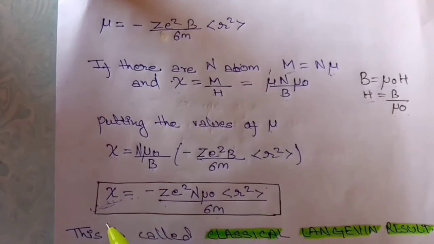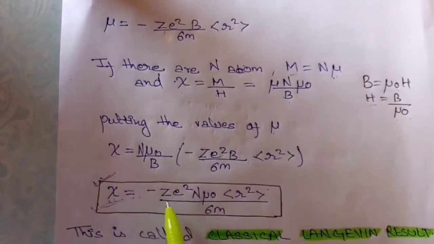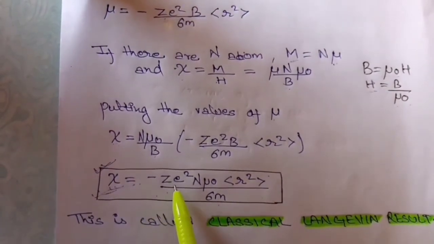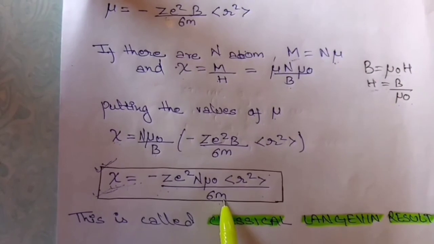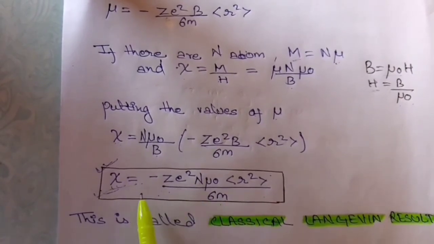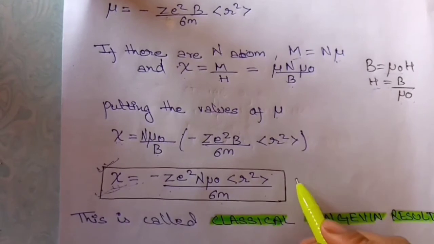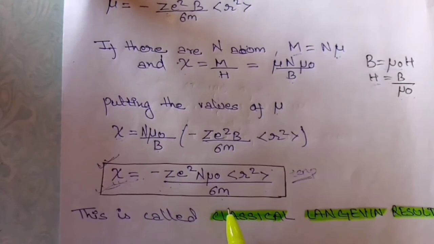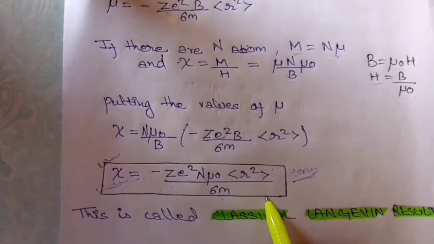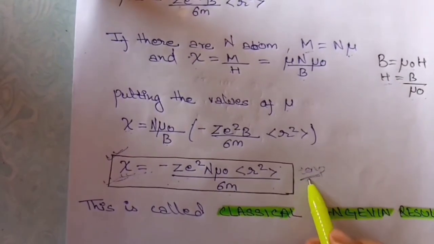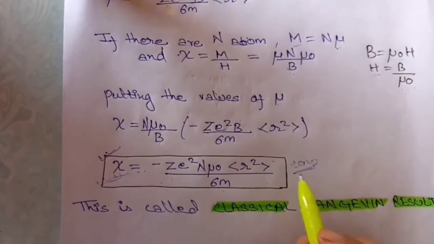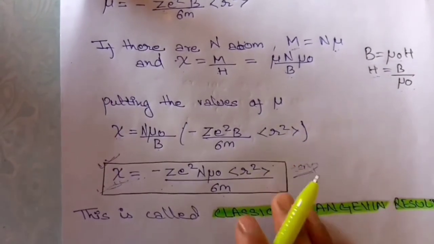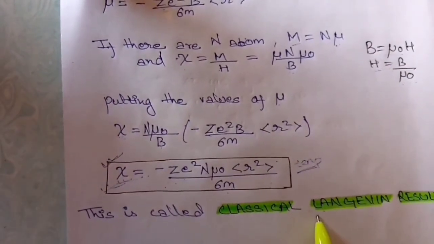So now look at this equation. This shows that the susceptibility is independent of temperature. I mean, there is no term which depends on the temperature, which means that the susceptibility is independent of temperature. This can be attributed to the fact that electronic structure is always independent of temperature, and so is the diamagnetic susceptibility. So yeah, this was all about Langevin's result and classical diamagnetic materials.